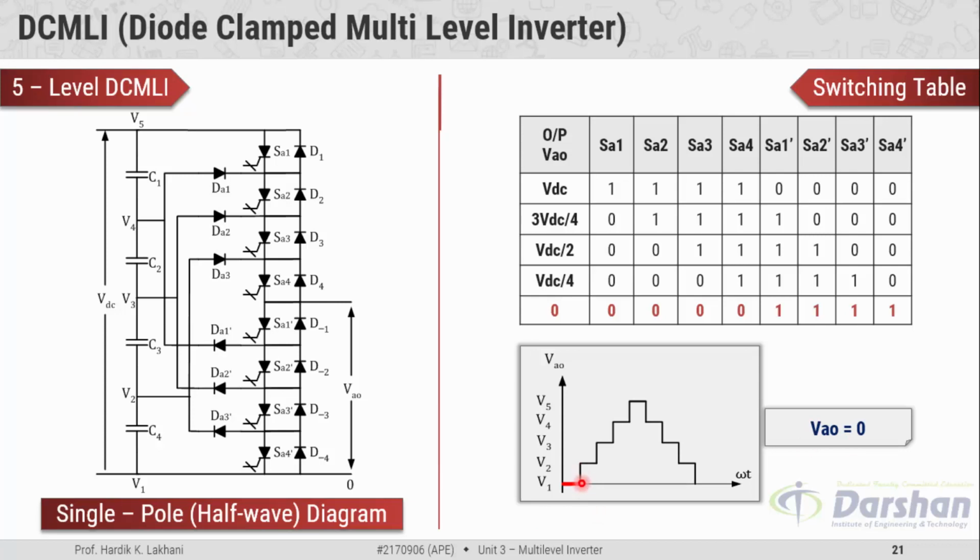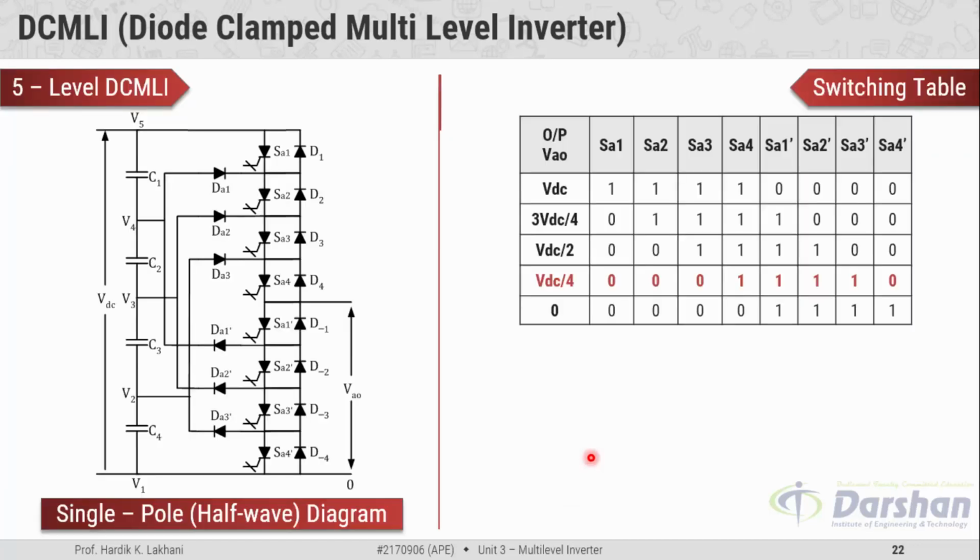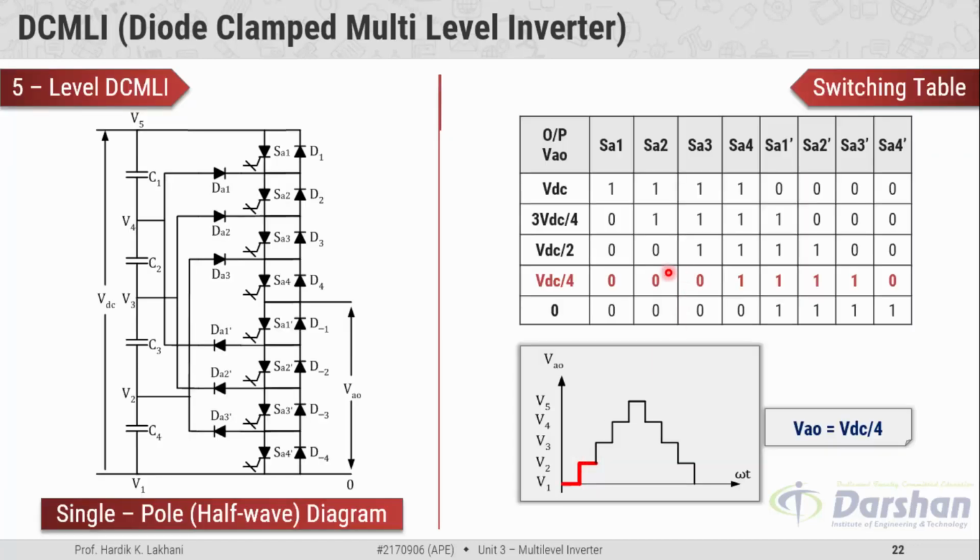At this instant we are going to jump from first level to the second level. So to produce the second level, what should be the states of the switches? As shown in the switching table, SA4 would be turned on and SA4 dash would be turned off, right? Because of that, as SA4 is triggered, the diode DA3 comes into the forward bias condition.